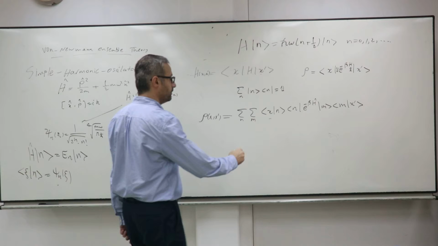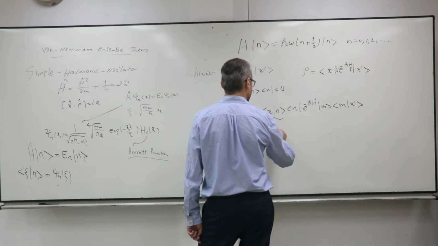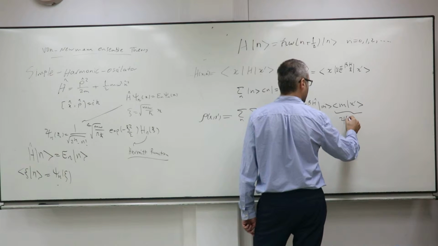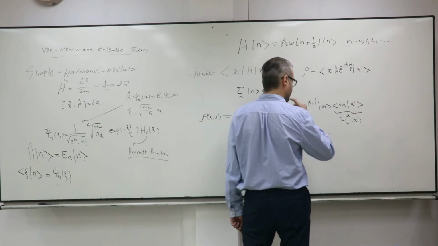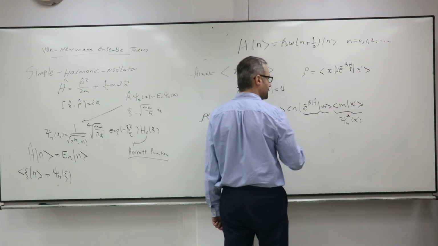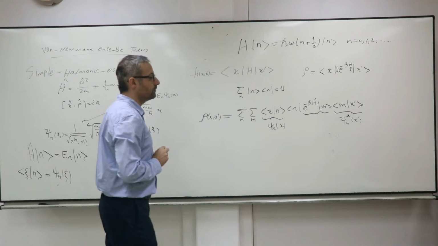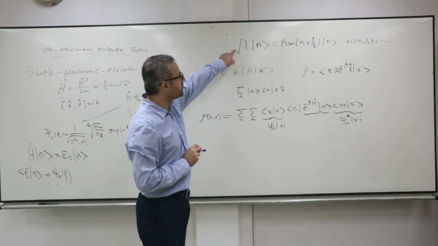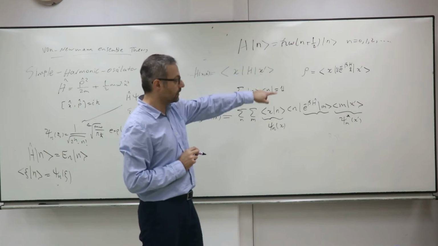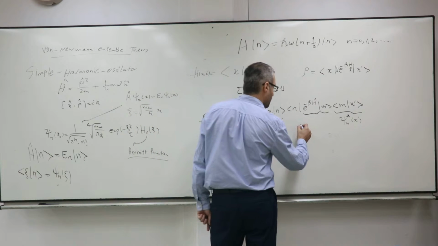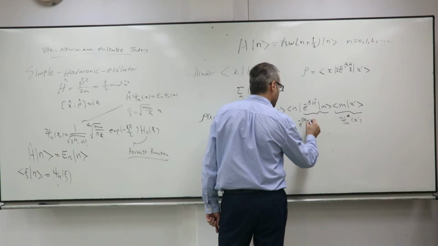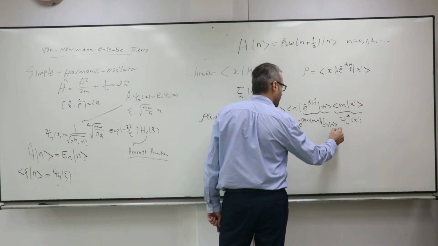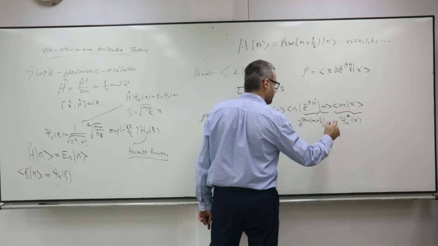What is <x|n>? It is psi n of x, the wave function, and this is psi m star of x prime. And what is that? The benefit is that when you have this representation, you can use that H is h bar omega times (n plus 1/2). So the exponential will be exponential of minus beta h bar omega (n plus 1/2) over n. And they are normalized again.